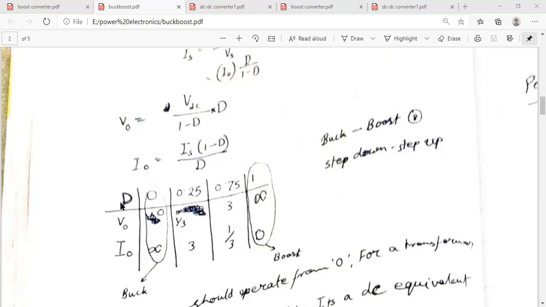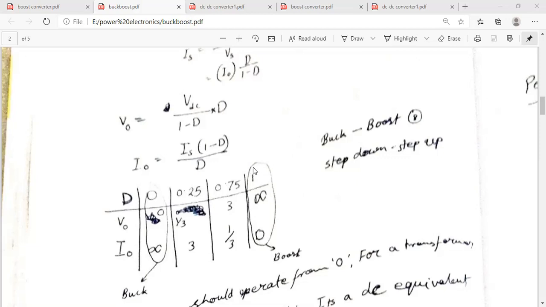So we can use duty ratio equal to 0.5. Then if we see, the output voltage is one third, current will be 3. And if I put duty ratio equal to 0.75, then the voltage will be 3 and the current will be one third. And if I put duty ratio equal to 1, then we will get the output voltage infinite, which is also not required. So in this case, when duty ratio equal to 1, the output voltage is infinite and the current 0.